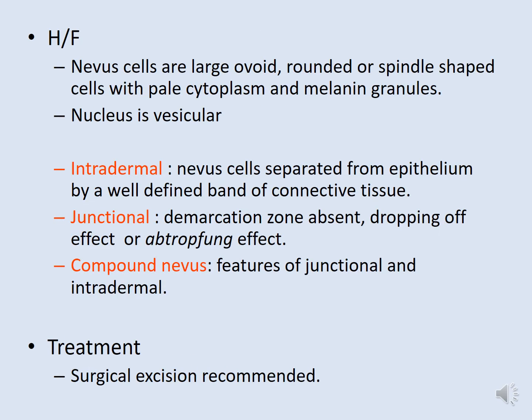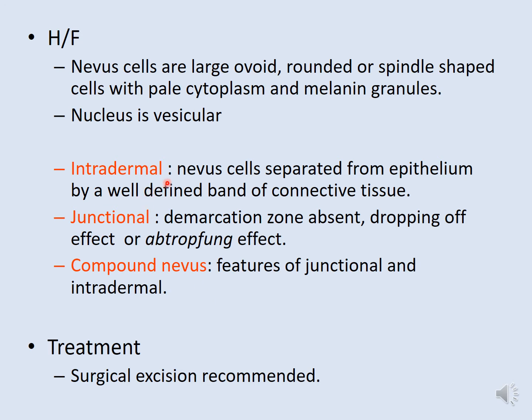Okay, so moving to the histopathology of oral melanotic nevus. Nevus cells, first of all, are large, ovoid, round, or spindle-shaped cells with pale cytoplasm and melanotic granules. Usually, these cells in the normal epithelium are seen in the basal cells. If there is a proliferation of nevus cells, you will see many of these present as a focal collection. Their nucleus is vesicular. If there is a focal collection of nevus cells and we're looking at an oral nevi, then it has to histopathologically be one of these three types.